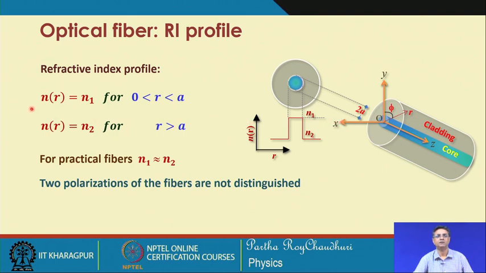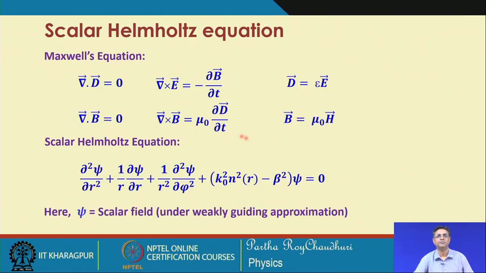This n of r is equal to n 1 for the core, that is 0 less than r less than a, and for the cladding, r greater than a, this is n 2. For practical fibers this difference is very small, but it is finite, and that is for the weakly guiding fibers, and because of the circular symmetry, the two polarizations of the fibers are not distinguishable. So, we start with the Maxwell's equations, and we have seen that it yields the wave equation, the scalar Helmholtz equation in cylindrical coordinates, because the fiber structure is cylindrical.